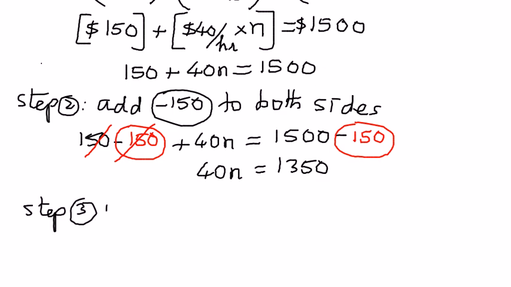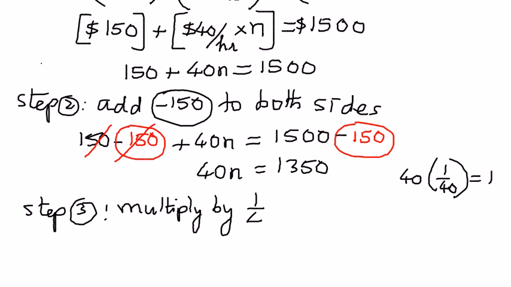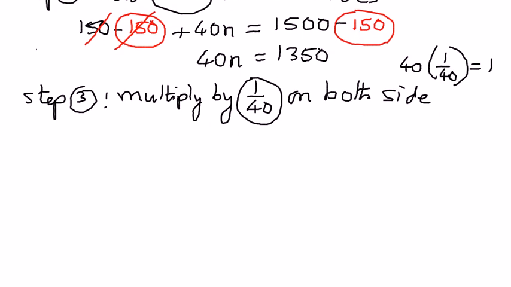In step number 3, since we want to find the value of n, and since we have 40 as the coefficient of n, we want to multiply by the reciprocal of 40. The reciprocal of 40 is 1 over 40, and when we multiply a number by its reciprocal, the product is always going to be equal to 1. Therefore, multiply by 1 over 40 on both sides of the equation.